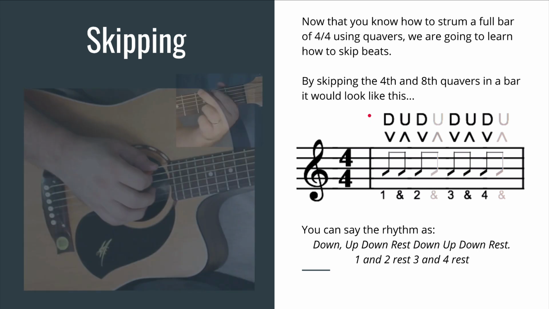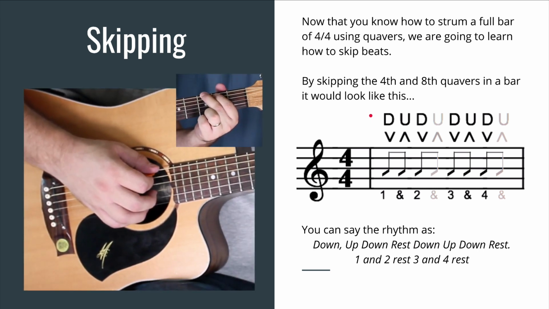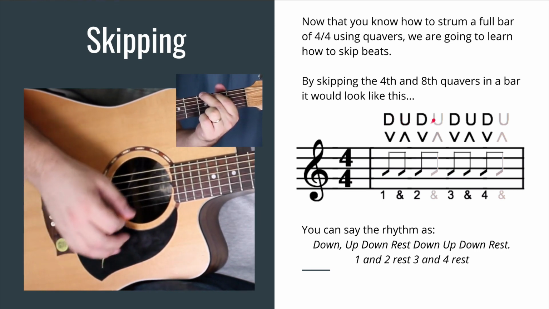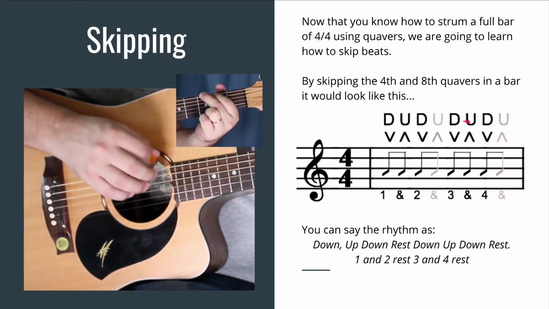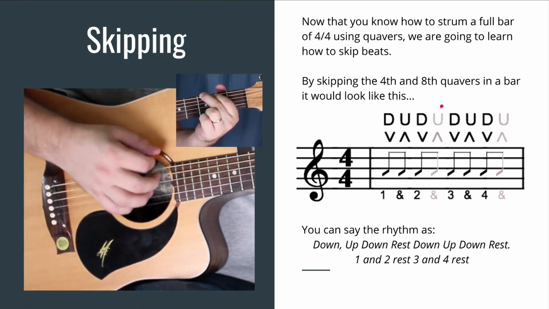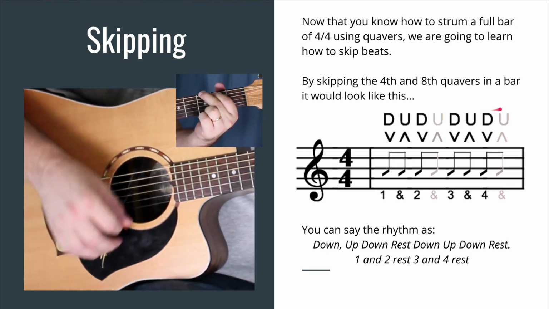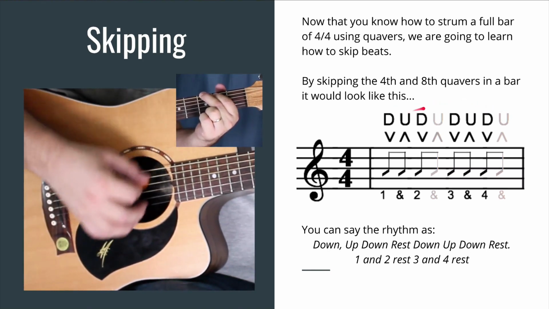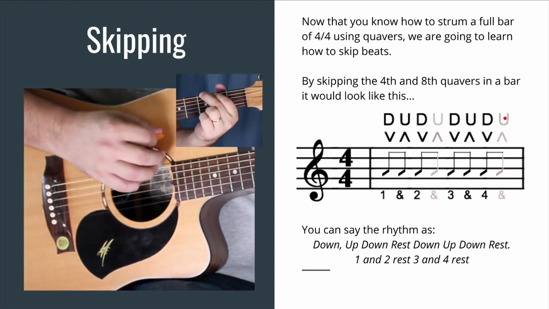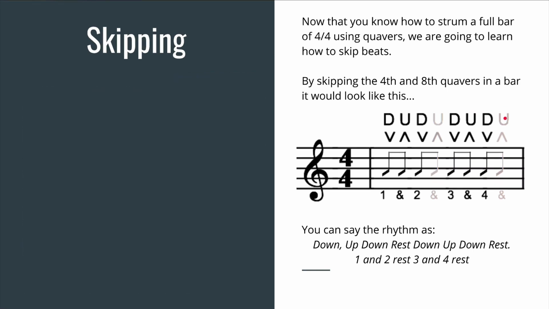Let's have a go. Playing a G chord. 1, 2, 3, 4. Down, up, down. Don't touch the string. Down, up, down. Don't touch the string. Down, up, down, rest. Down, up, down, rest. Just remember, as you move your hand up on the rest, you don't touch the strings, but you keep moving in a steady, even rhythm all the way through.